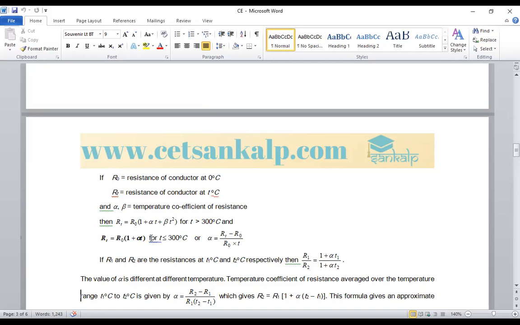If you have two temperatures for different resistors, different temperatures, then the formula will be R1 by R2 is equal to 1 plus alpha T1 divided by 1 plus alpha T2. This is one form. The other form you can see next, the value of alpha is different for different temperature. So on average you can calculate alpha is equal to R2 minus R1 divided by R1 into T2 minus T1. That is the formula you have to remember.